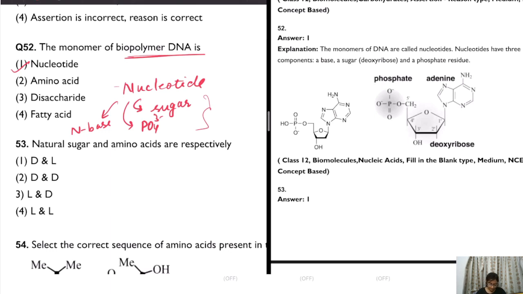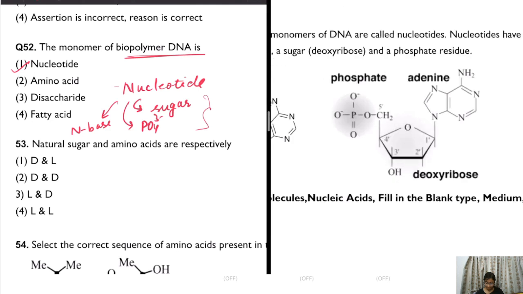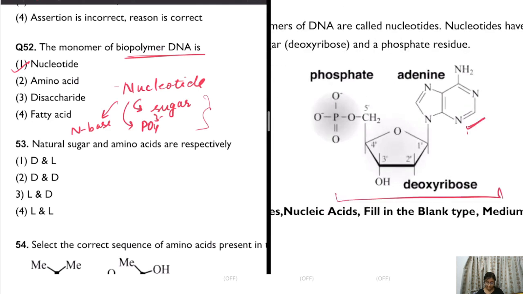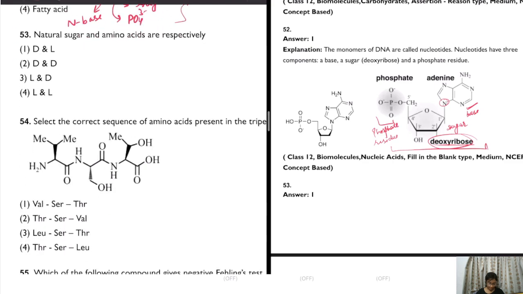So now you see the structure. This is the structure of DNA. As you can see, this is our nitrogenous base. This is our deoxyribose sugar, and this is the phosphate residue. Okay, so the answer would be one. Now let's move on to the next question.